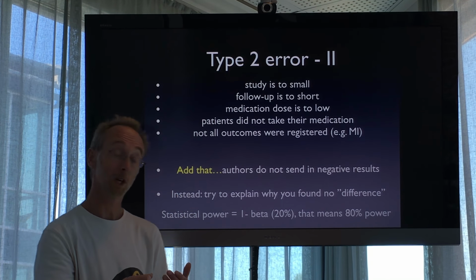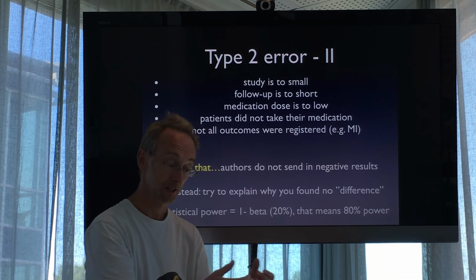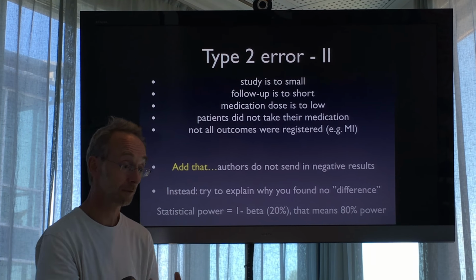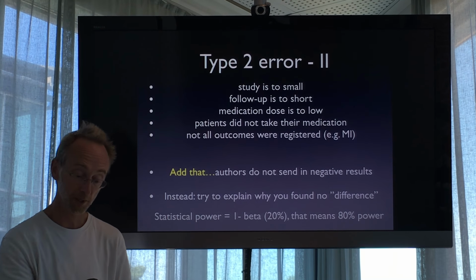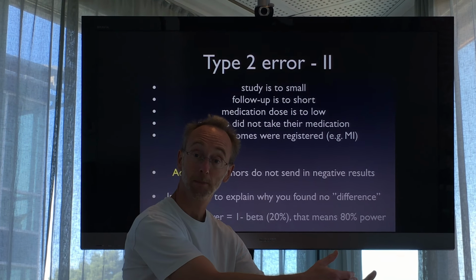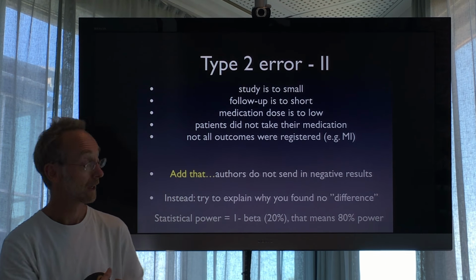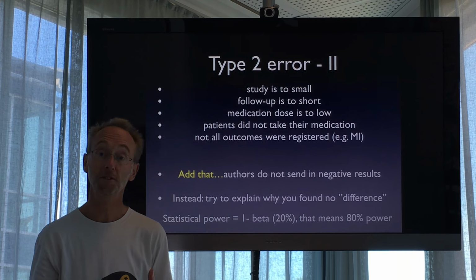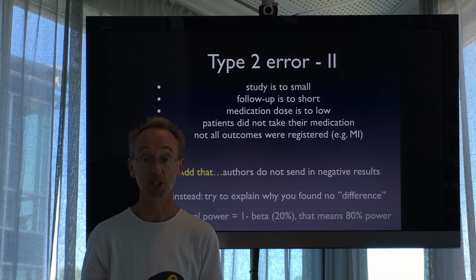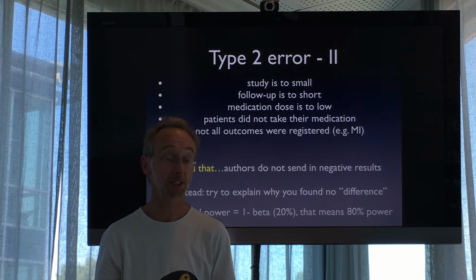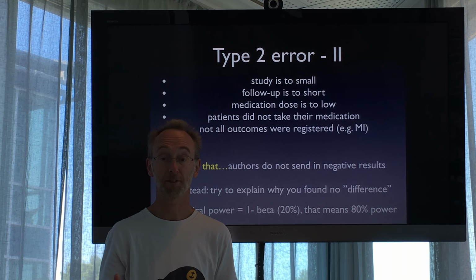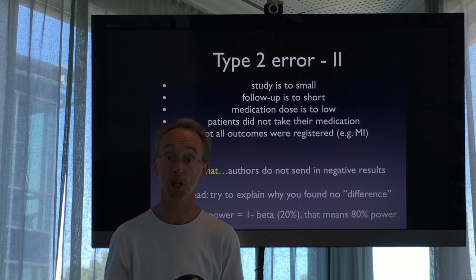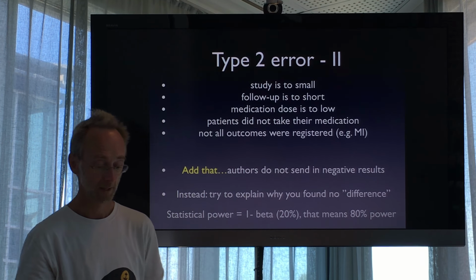Or perhaps we're looking for the risk of death after a certain treatment. But if we just follow patients for 5 days, maybe we don't see anything. But if we follow them for 5 years, maybe we see a difference. Or maybe the medication dose is too low. We should have given them 50 milligram of the medication, but we just gave them 5 milligram. It doesn't mean that if we haven't seen a difference, that the medication has no effect. It's just we've given a too low dose to the patients.